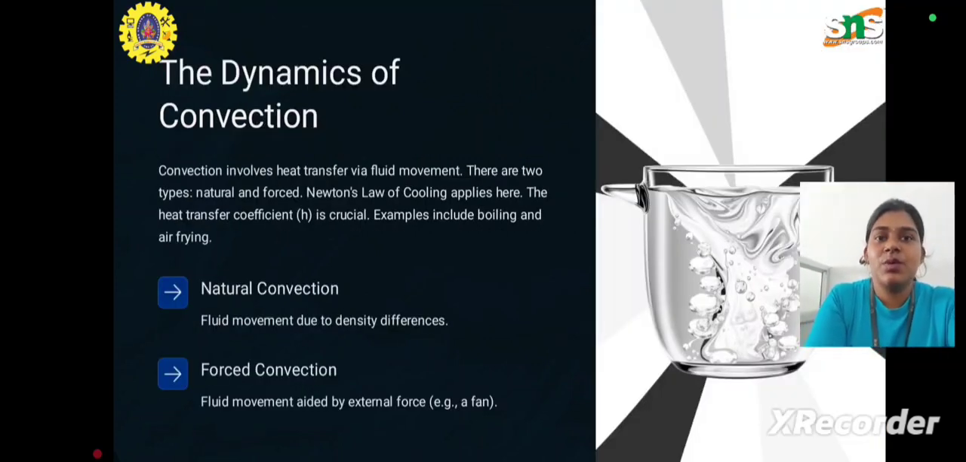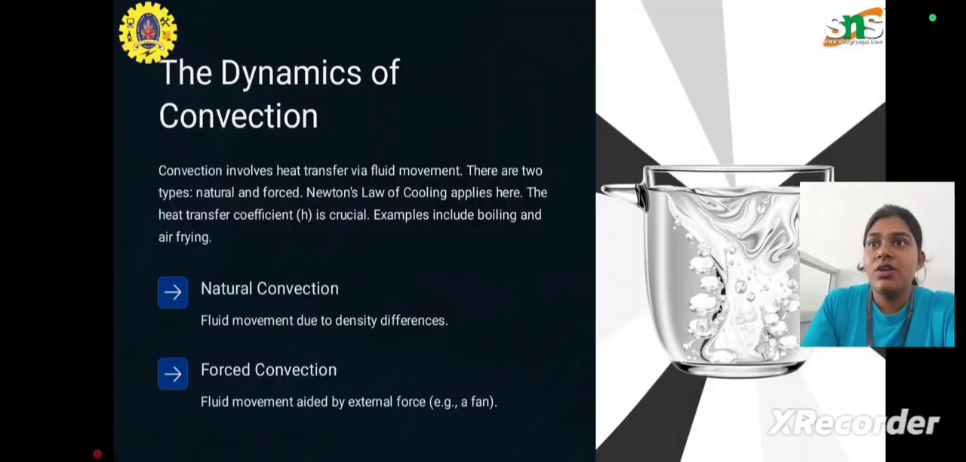So let us see about the dynamics of the convection. So convection involves heat transfer via fluid movement, which can be a liquid or a gas. This process is critical in many food processing applications where temperature uniformity and efficient heat distribution are essential to ensure the product safety and quality.